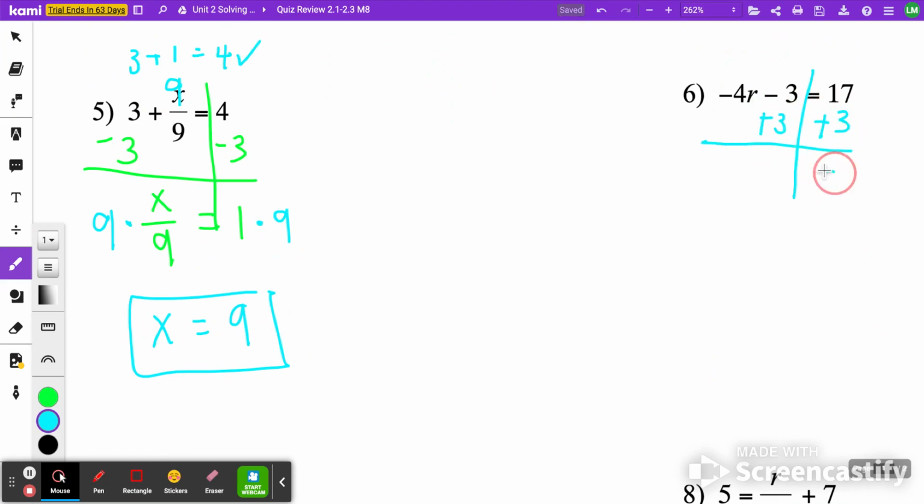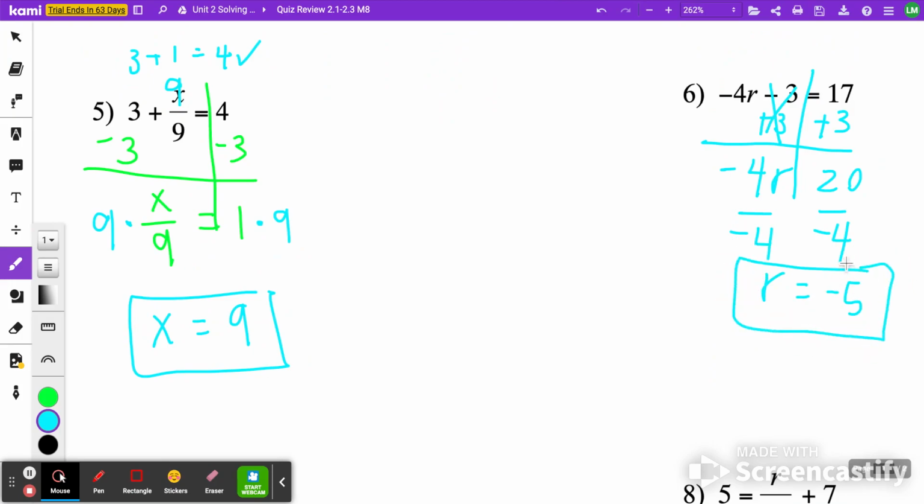Number 6, I need to show the opposite of adding 3 first. So 17 plus 3 gives me 20. These -3, +3's cancel out, so all that's left is -4r. Now, finally, I'm going to divide both sides by -4, so r is equal to -5.